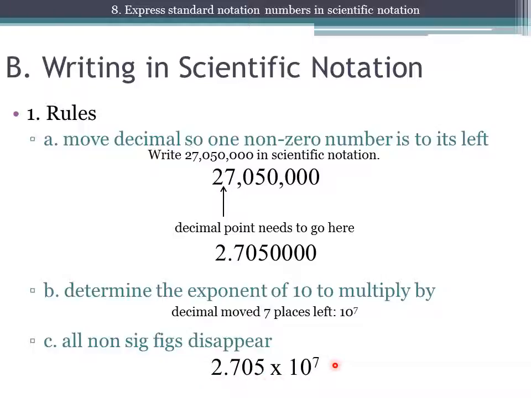How do we know it was 10 to the 7th? Again, we moved the decimal point 7 places. And why 7 and not negative 7? Well, consider that going from 27 million to 2.7, that number got 10 million times smaller, so we have to multiply it by 10 million in order to make those numbers the same.